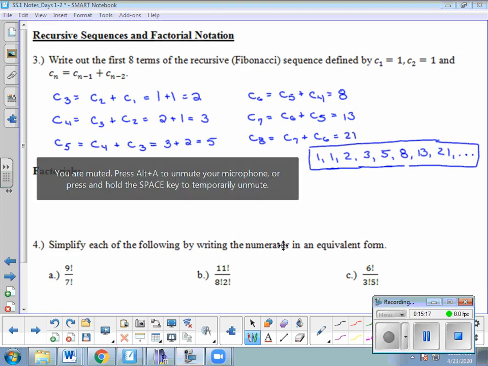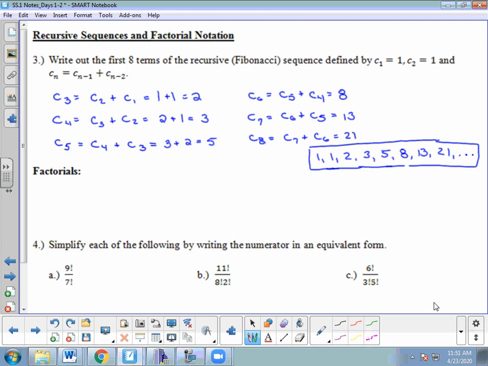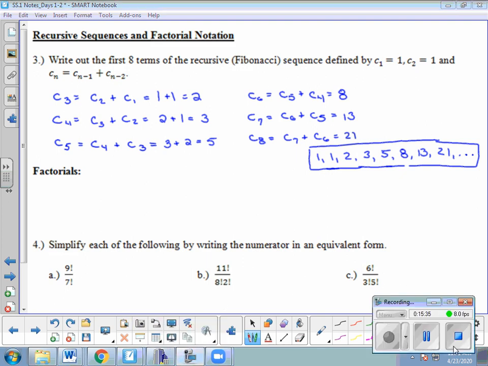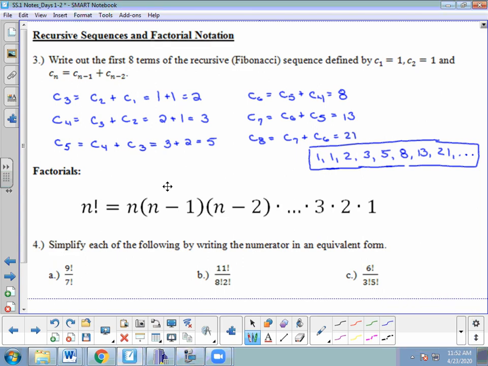Now, the other relatively new thing that we get here is what we call factorials. So you may have seen this in Algebra 1, but you may not have. Factorials basically have an algebraic type expression for them. So for any natural number n, n exclamation point is what we call n factorial. When you see that exclamation point in math, it means factorial.